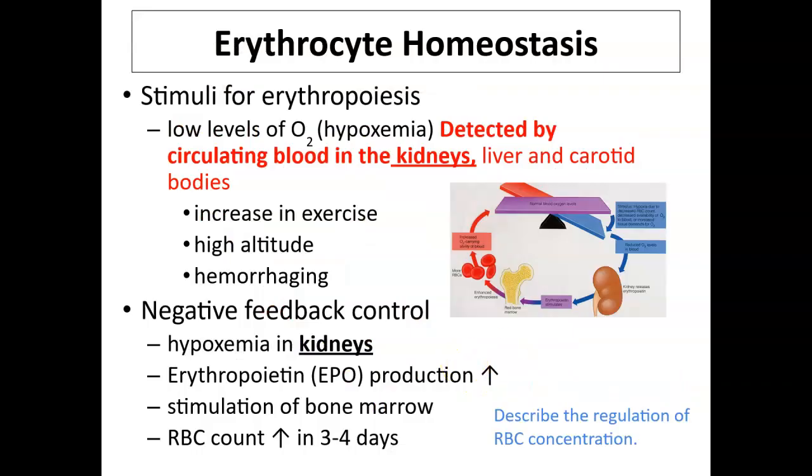The stimulus for erythrocyte production occurs when low levels of oxygen are detected by receptors in the kidneys, liver, and carotid bodies. Especially important are the kidneys when they detect low oxygen levels. They increase production of erythropoietin. This stimulates RBC production in bone marrow, but this is not exactly a quick fix, as it takes 3 to 4 days for the red blood cell count to increase. Remember, hormonal action sometimes takes time.